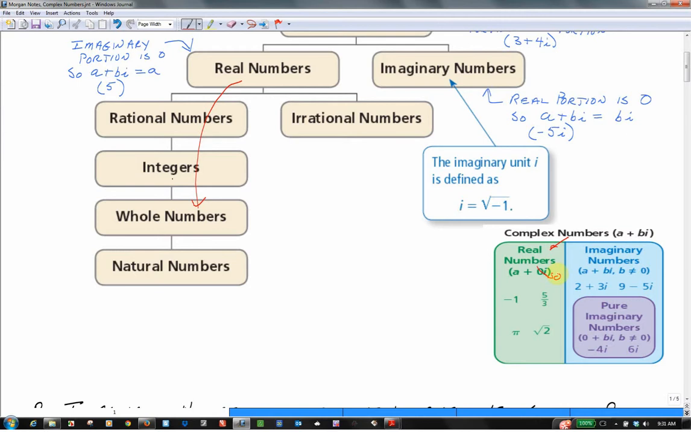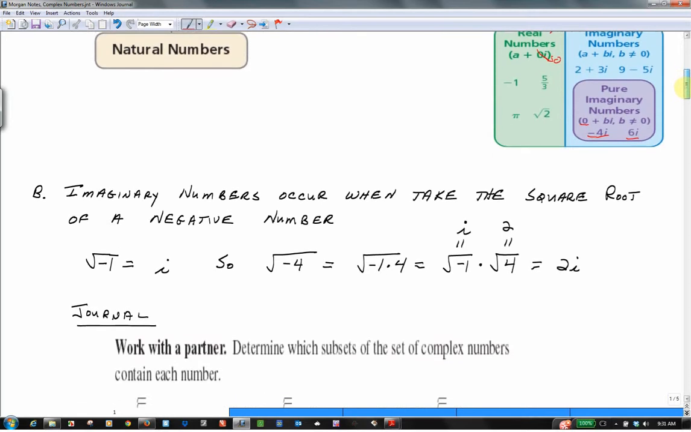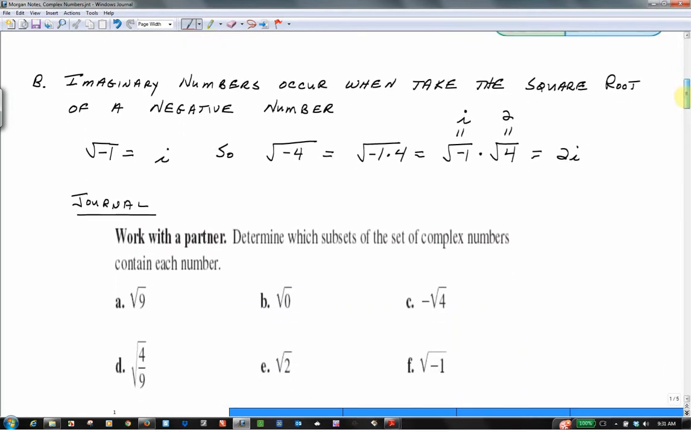For the ones that are pure imaginary, notice that it says 0 plus BI. The real portion is 0, leaving me with just a true imaginary number. You can see that these numbers don't have a real portion. They're just 4i and 6i, where the I designates that they're an imaginary number. Okay, so I want to go through a couple things here, what creates an imaginary number, and then we can have a stopping point here in a second.